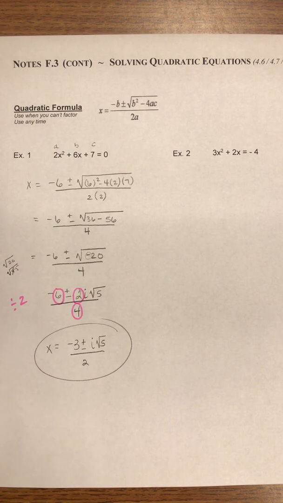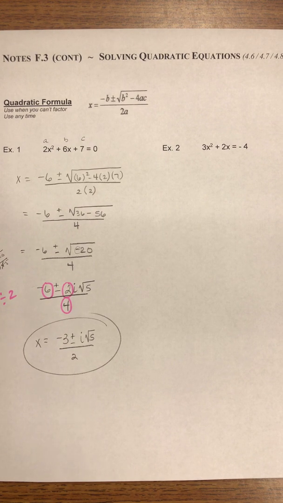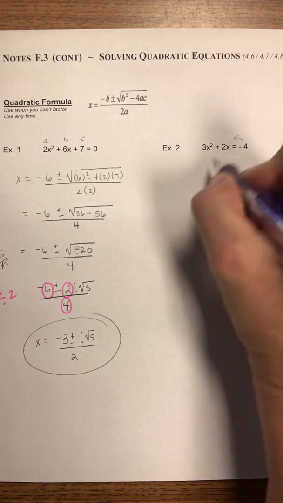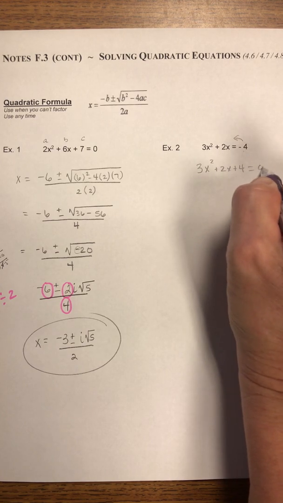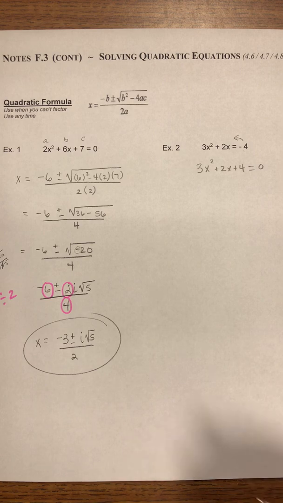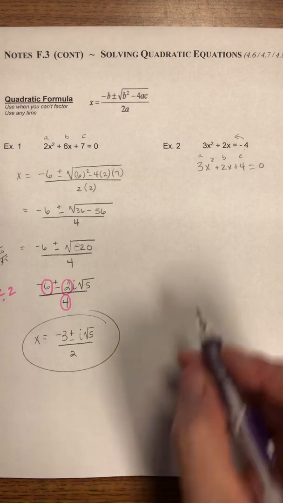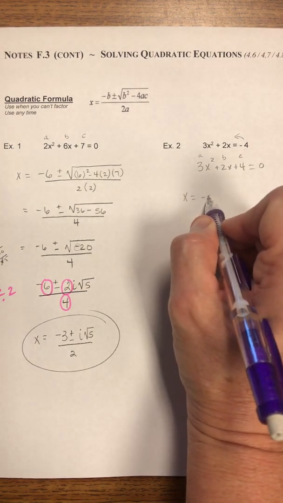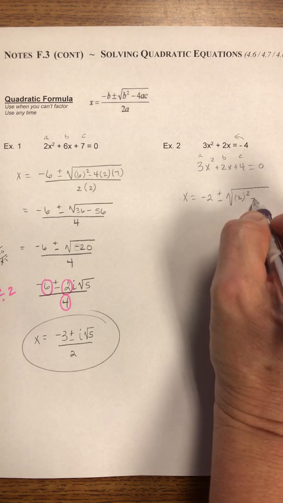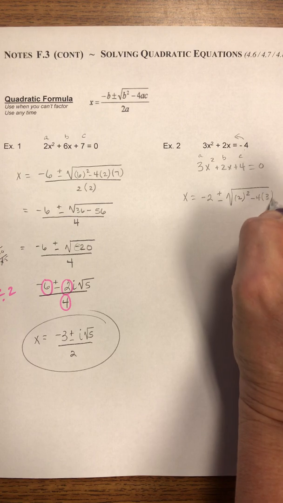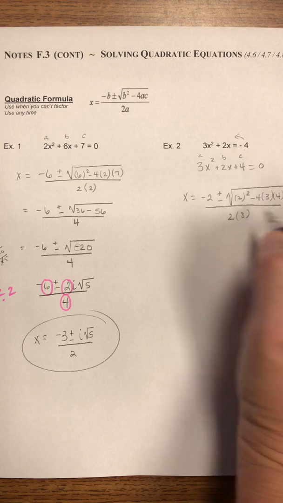So when I look at example 2, the only thing that I'm noticing about number 2 is the fact that it's not set equal to 0. So I have to bring the negative 4 over, and I would get 3x squared plus 2x plus 4 equals 0. And now I can try to factor it or go ahead and use my quadratic, which I know that's the case. So it would be x is equal to negative b, or negative 2, plus or minus square root of b, 2 squared, minus 4 times 3 times 4, all over 2 times a, or 2 times 3.